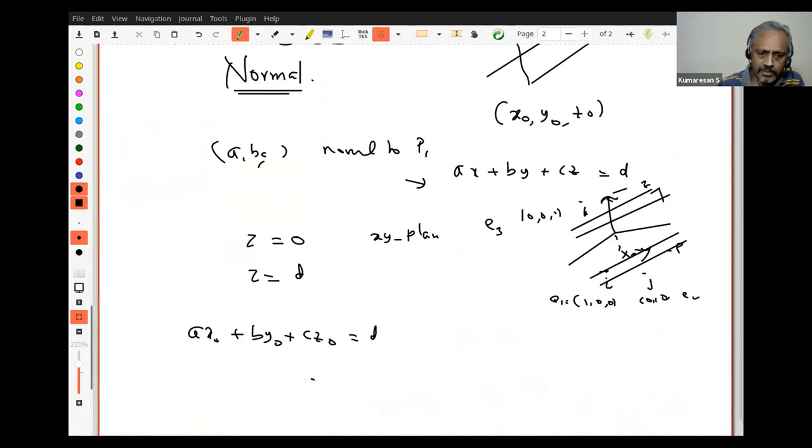Therefore, the equation of the plane which is parallel to p and passing through x naught, y naught, z naught is ax plus by plus cz equal to a x naught plus b y naught plus c z naught. How many of you understand what I'm saying?